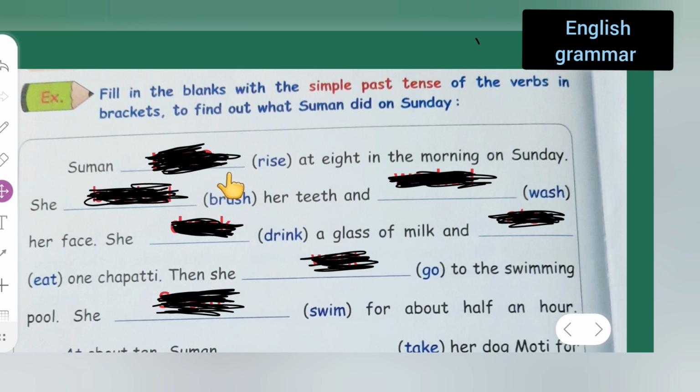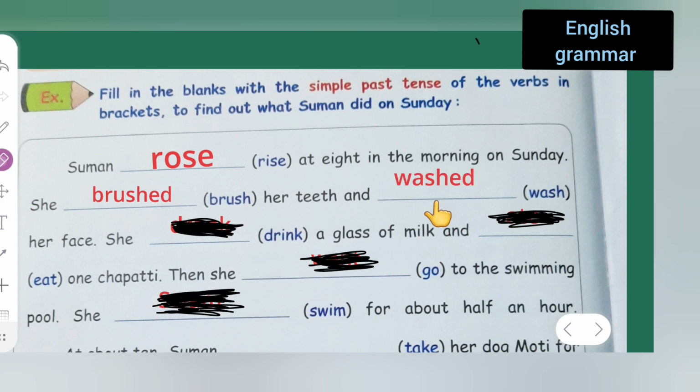Suman, dash, here rise is given. What will come? Suman rose at 8 in the morning on Sunday. She dash her teeth. Here brush is given, here simple past tense will be brushed. So she brushed her teeth and dash wash is there. So what is going to come?